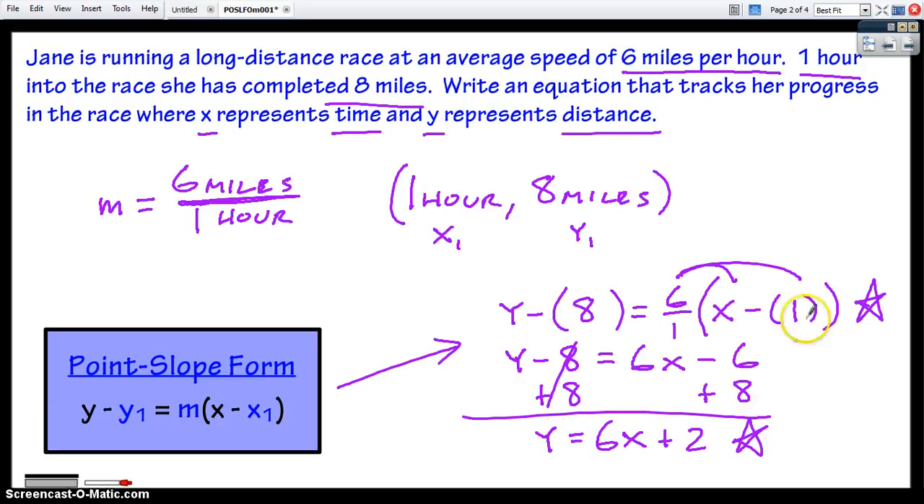It always kind of depends on the problem that you're doing and what they ask for in terms of the final answer. Okay, but this is how we do point-slope form. It's a way for us to take a point of data or a point of information and the rate of change or slope and easily have a format in which we can just stick it straight into an equation that will help us mathematically track, in this case, Jane's progress during the race.